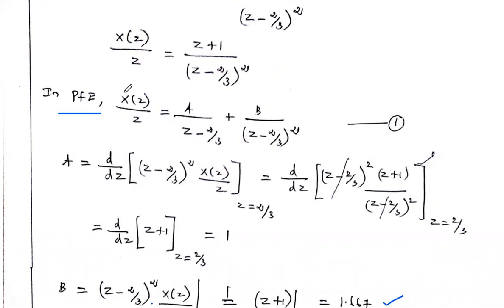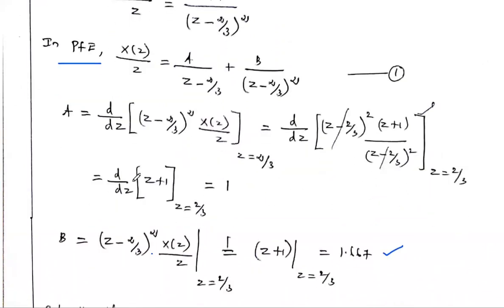Okay, so in that (z - 2/3)^2 cancelled. So d by dz of z + 1. Okay, so you differentiate this with respect to z.